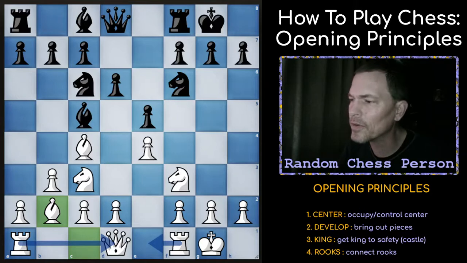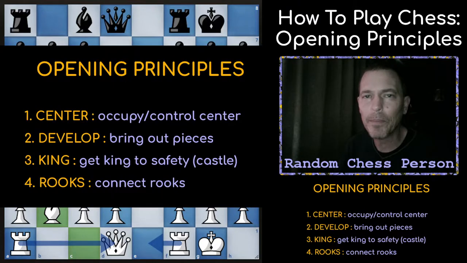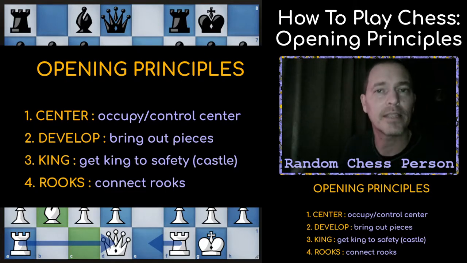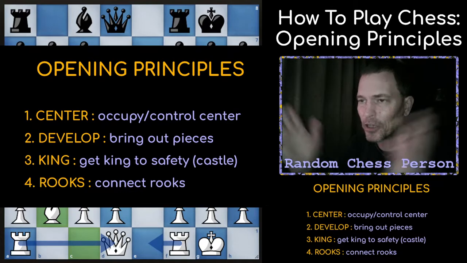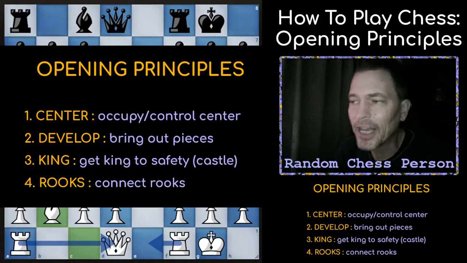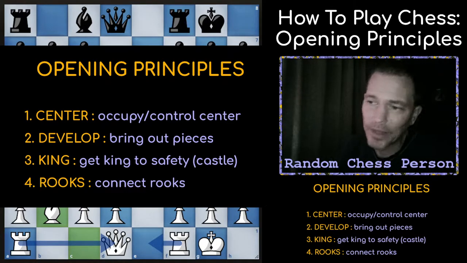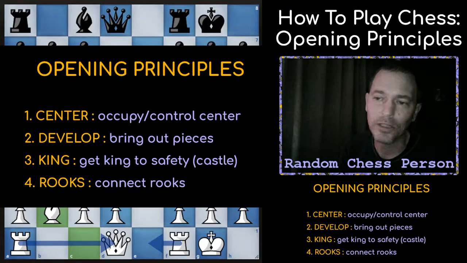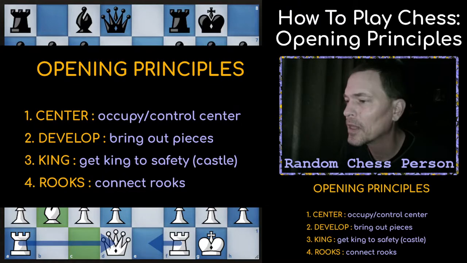So just to review, we want to occupy, if possible, or in some way control the center with pieces and with pawns. We want to get our pieces out where they can actually do things and control more space. We want to get our king to safety, because without our king being safe, we're going to end up losing. And we want to connect the rooks, because the rooks don't do anything trapped in the corner.